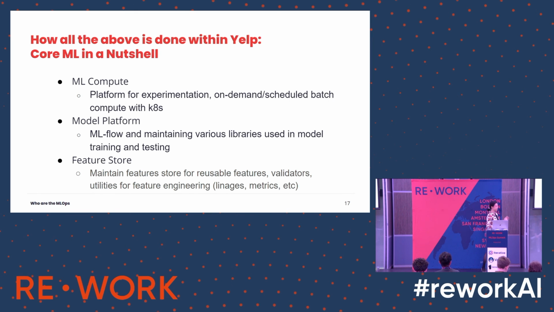Last but not least, the feature store. During the processes of machine learning, we have a lot of reusable features, so we want to share them, lineages, metrics. We use Collibra mostly. We have a lot of validators. We have caching. We have all different kinds of utilities built by the feature store team as well.